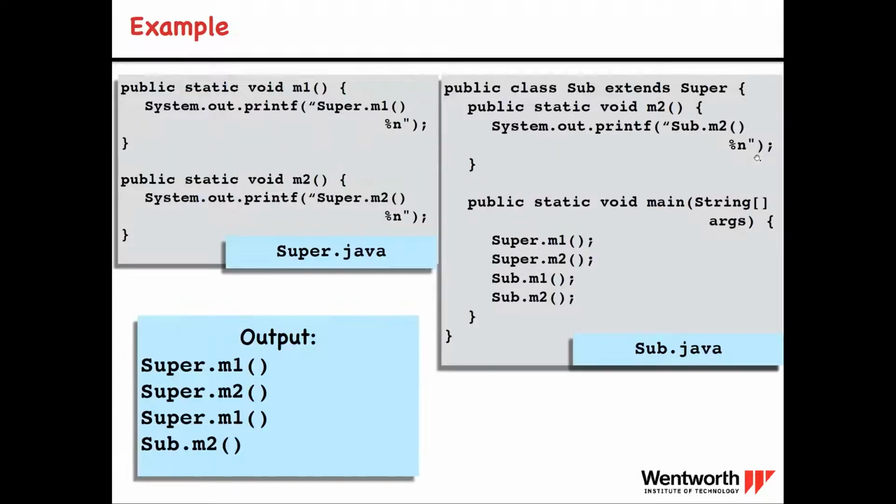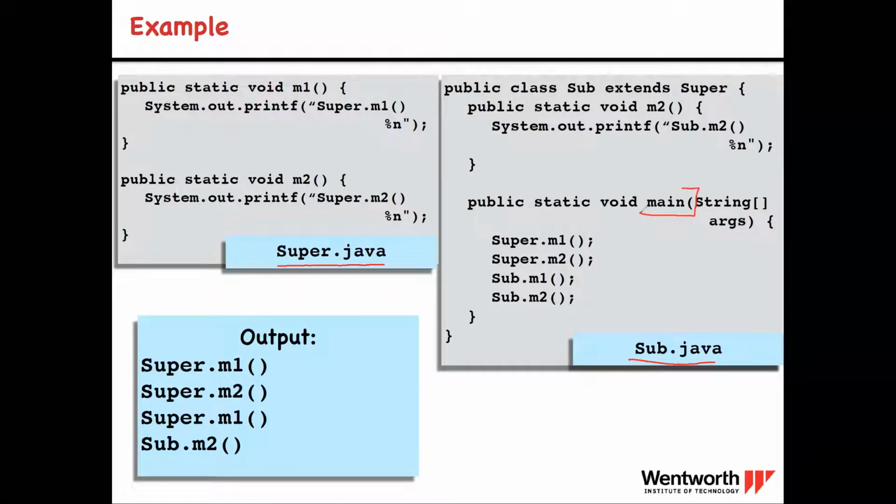So I just want to show you a quick example here. These are all static methods in these two classes. So we have this superclass here, and we have this subclass here, and I put main within the subclass. So our point here is to look at these 4 calls. Remember, these are static methods, so we can call them just by using the class name, dot, and then the static method name.